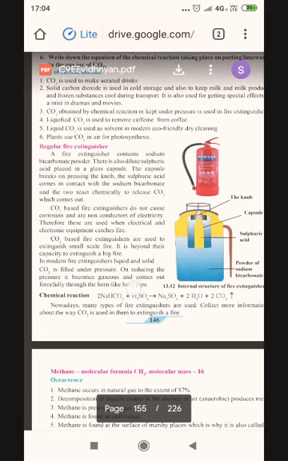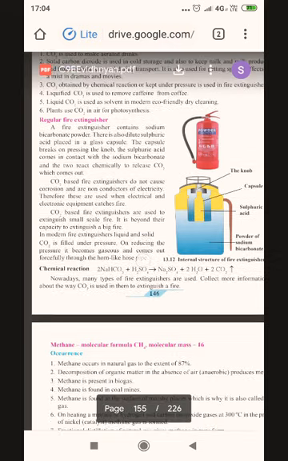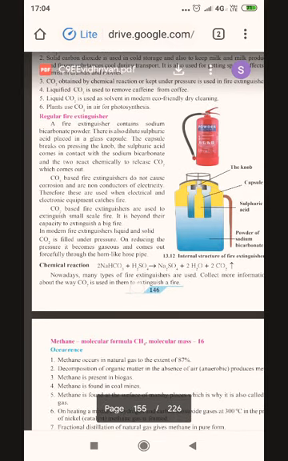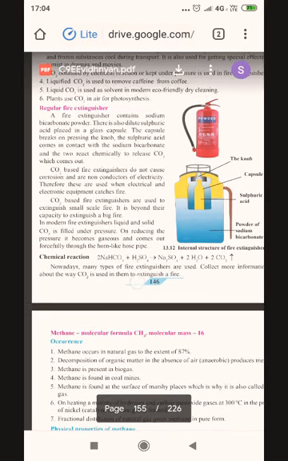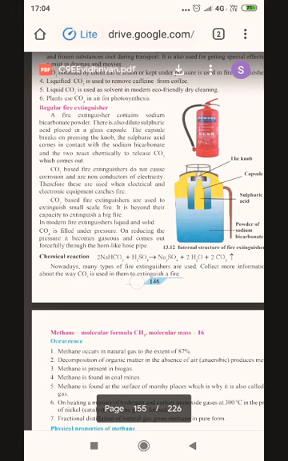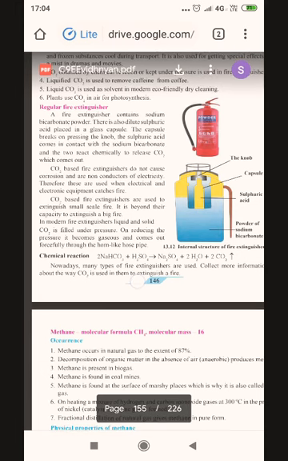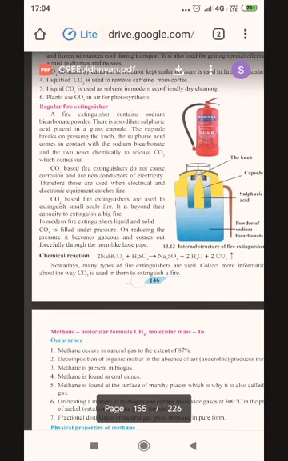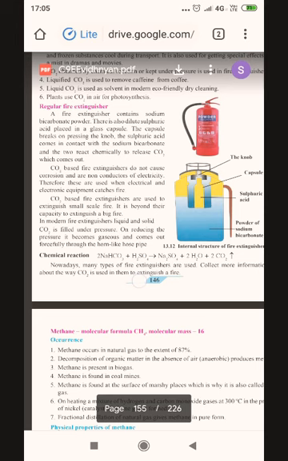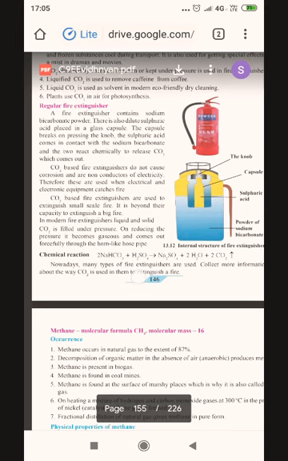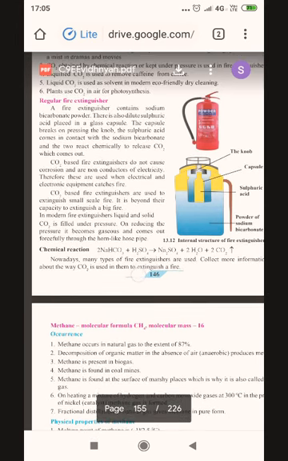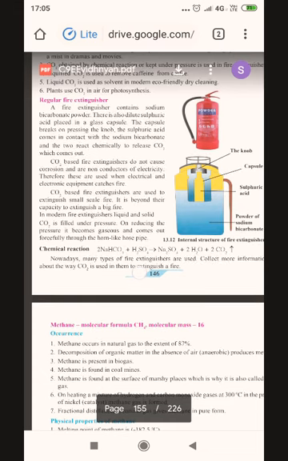Now, the regular fire extinguisher. A fire extinguisher contains sodium bicarbonate, that is NaHCO3. There is also dilute sulfuric acid in a glass capsule. The capsule breaks on pressing the knob. The sulfuric acid comes in contact with the sodium bicarbonate, and the two react chemically to release carbon dioxide, which comes out.